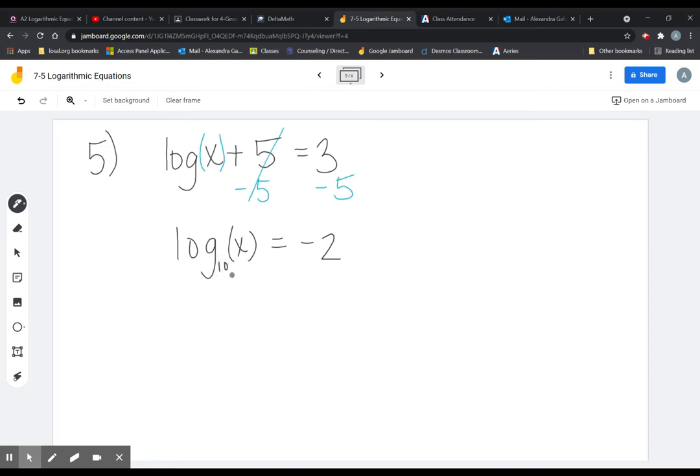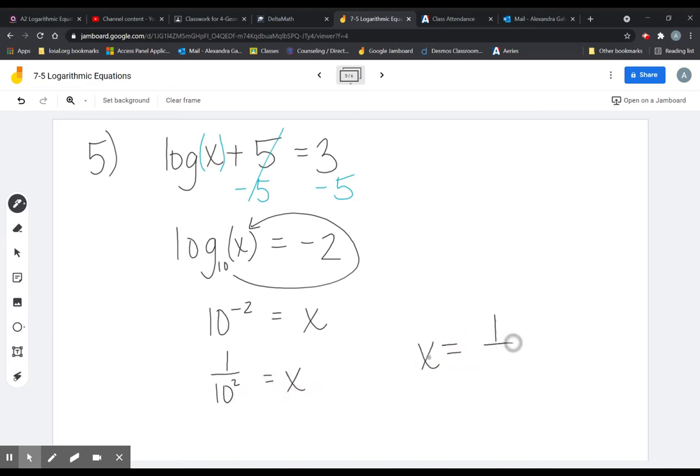And now since the log is by itself, I can loop. And so I get 10 to the -2 is equal to x. A negative exponent means a fraction, so it's really 1 over 10 squared. So in this case, x is equal to 1 over 100. So you can write it as a fraction, or as a decimal if you make sure you round it properly.